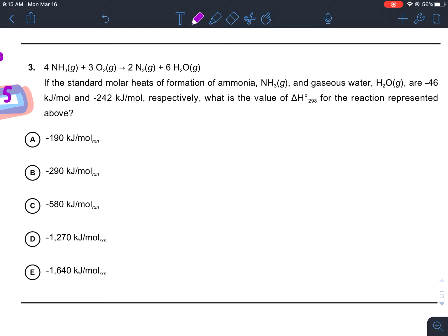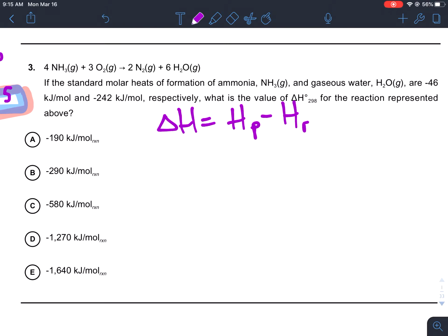If the standard molar heats of formation of ammonia, NH3, and gaseous water, H2O, are negative 46 kilojoules per mole and negative 242 kilojoules per mole, respectively, what is the value of delta H? They gave us the heats of formation. So this delta H is equal to H of your products minus H of your reactants. Now, there's another way to calculate delta H, which is bonds broken minus bonds formed, but that's not this question. This one is giving you the delta H's.